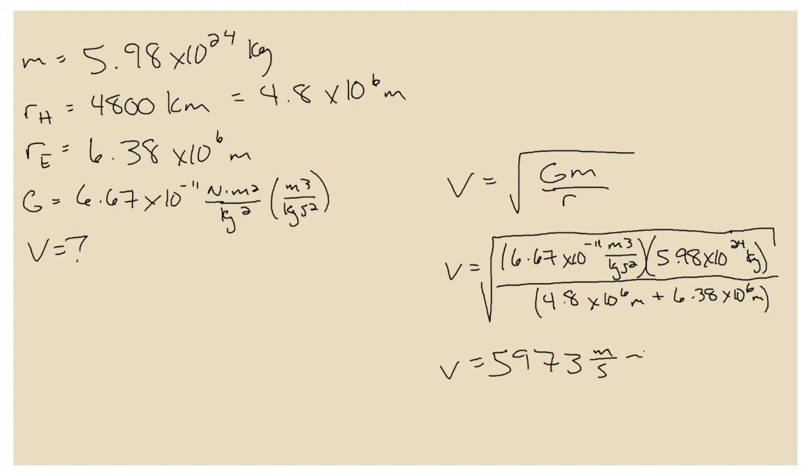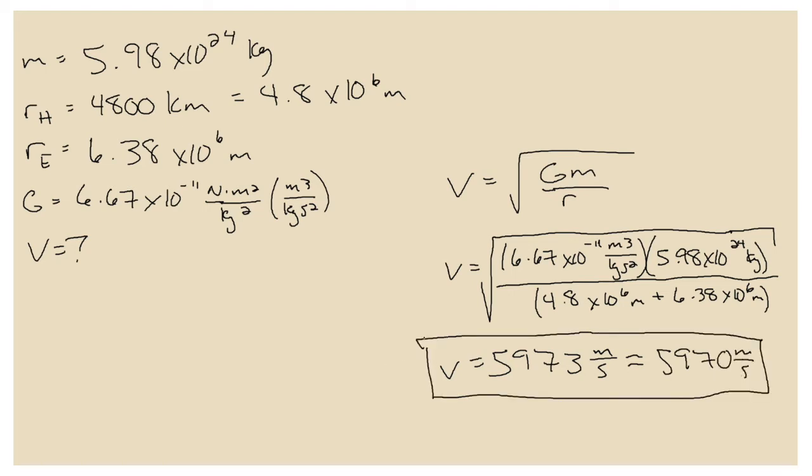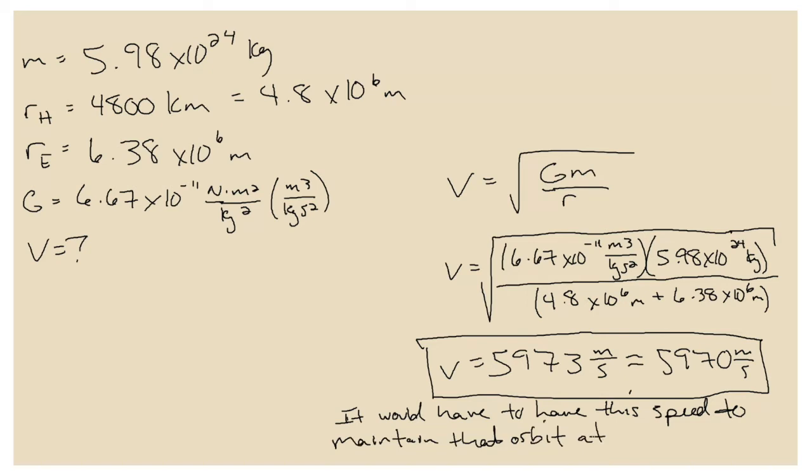And because all of these numbers, at least in that reference table, are given to 3 sig figs, we'll call it 5,970 meters per second. I just want to be very clear about what that means. It means the satellite would have to have this speed to maintain that orbit at that radius. Take a second to pause this video and write that down if you haven't already. And when you hit play, we'll take a look at one last question regarding orbital velocity.